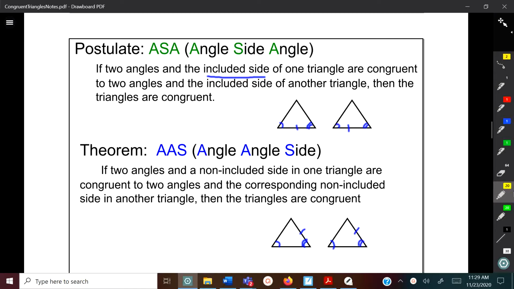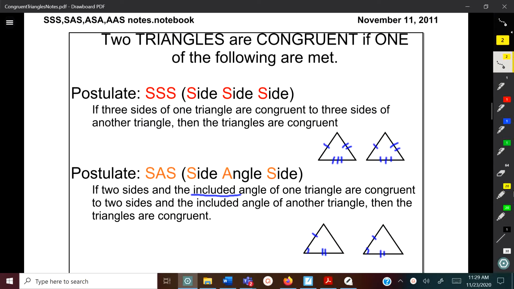Here are some theorems and postulates that you want to write down. You've got angle, side, angle. You've got angle, angle, side. And then you have side, side, side, and side, angle, side. I'm about to go into detail on each one, but I just want to show you what they are so you can write them down, match the name with the picture, and get a sense of what type of triangle it is before we move forward.